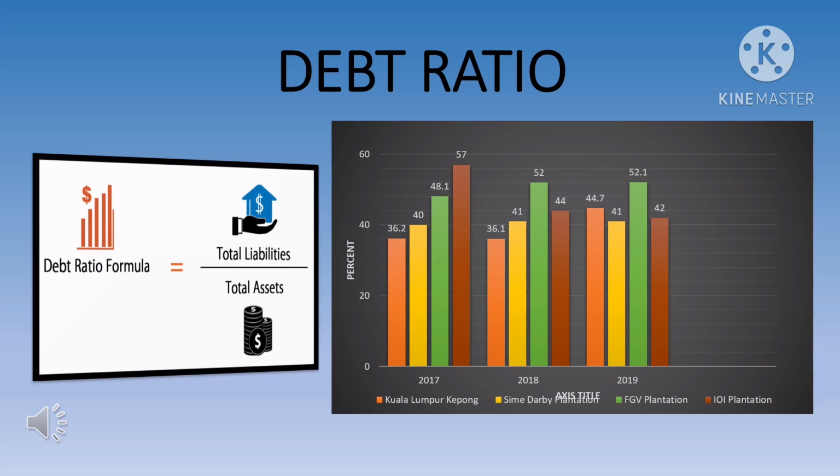This chart shows the ratio for four plantation companies, which are Kuala Lumpur Kepong, Sime Darby Plantation, FGV Plantation, and IOI Plantation. Over 3 years, Kuala Lumpur Kepong goes down a little bit by 0.01% in 2018 and increased 8.6% in 2019, while Sime Darby Plantation goes up in 2018 and maintained in 2019. Furthermore, FGV Plantation's debt ratio rises every year. Meanwhile, IOI Plantation sinks until 50% in 3 years.